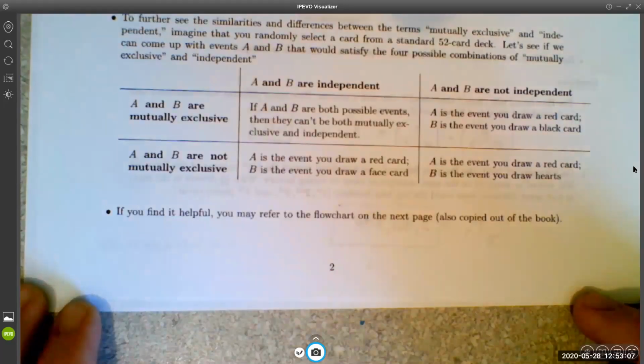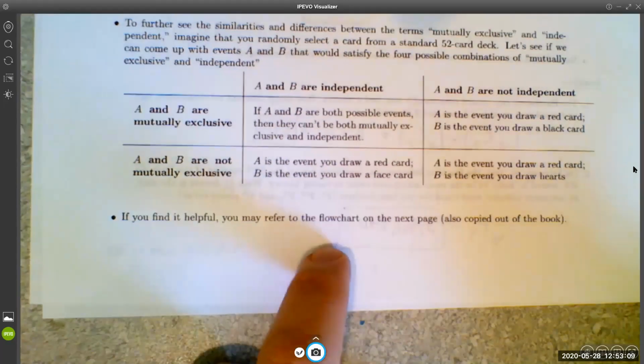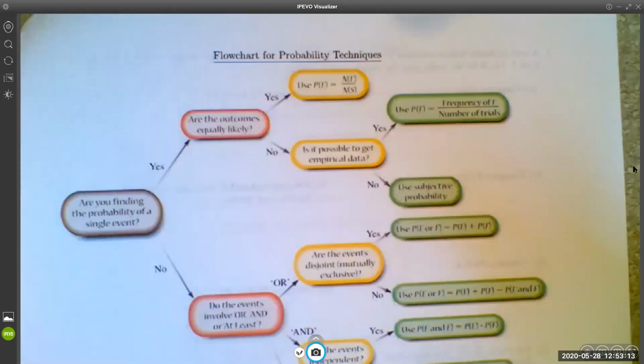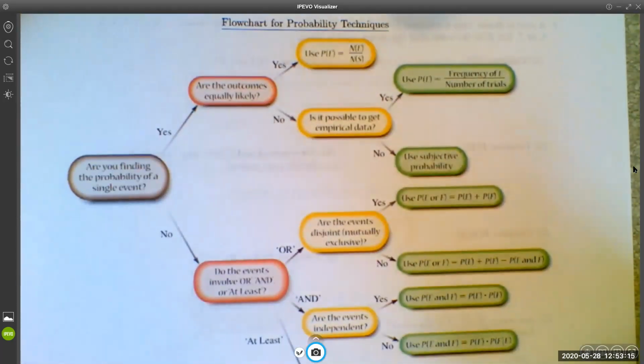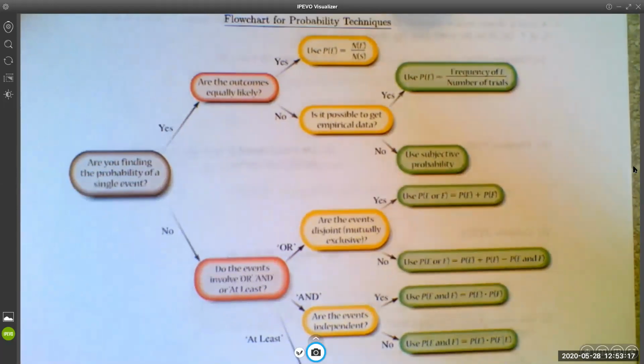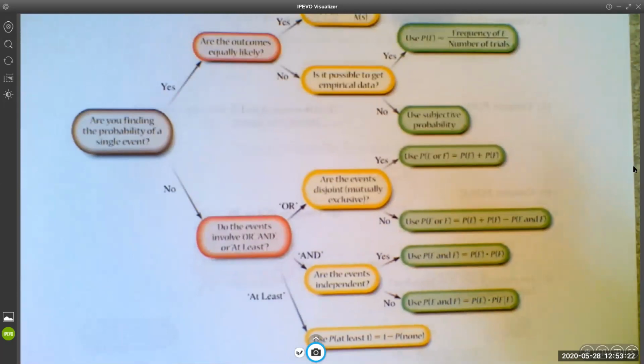If you like flowcharts, then again, your book has a flowchart that helps you to determine what kind of probability technique to use. And so you're welcome to kind of use this flowchart if you like.